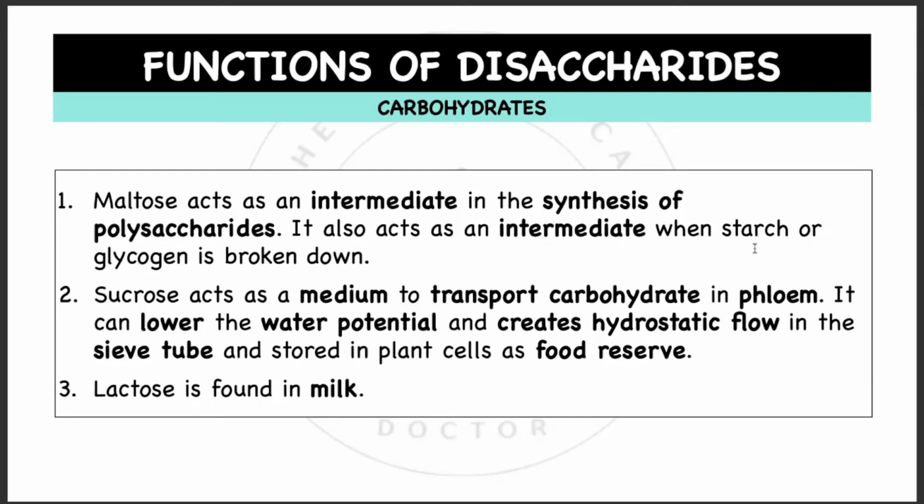Now sucrose acts as a medium to transport carbohydrate in phloem, so basically the food in the plant. It can lower the water potential and creates hydrostatic flow in the sieve tube and stored in plant cells as food reserve. So basically that's the plant food. And now lactose, as we all know, it's found in milk.